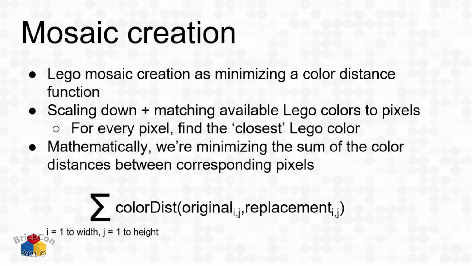And mathematically, if you want to get technical about it, we are minimizing this sigma. So all this means is summing over every pixel position. So if you have every row and column as i and j, for every pixel, minimize the color distance to whatever replacement Lego color you have, and your final image will actually minimize the sum of those distances, right? So our algorithm minimizes the sum over i and j of the color distance between the original and the replacement pixels, right?